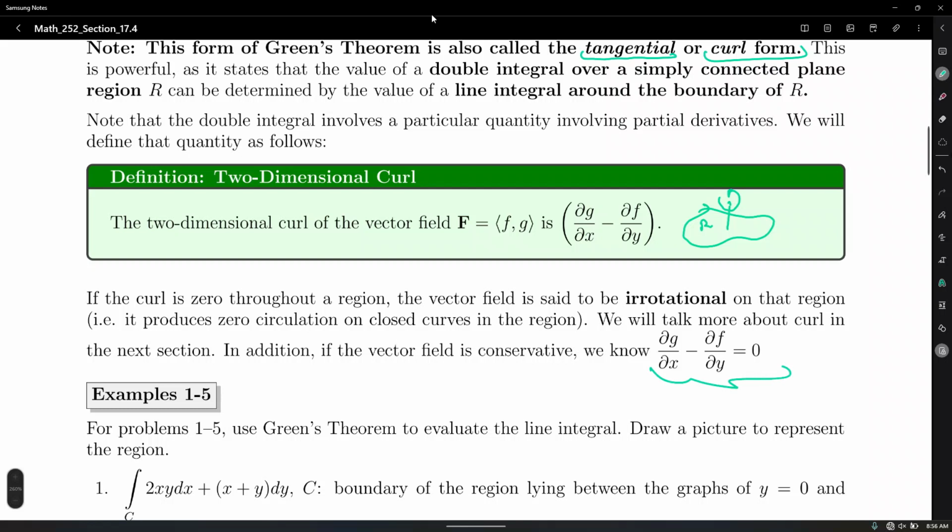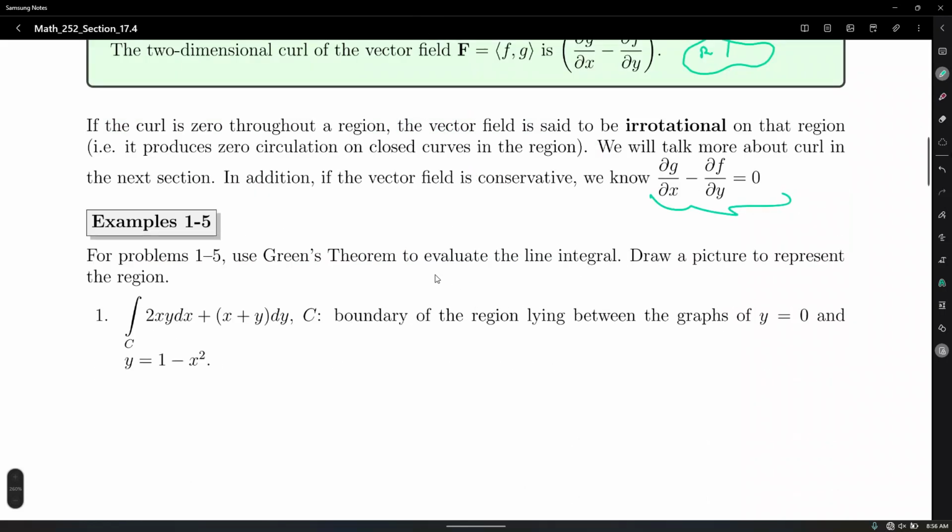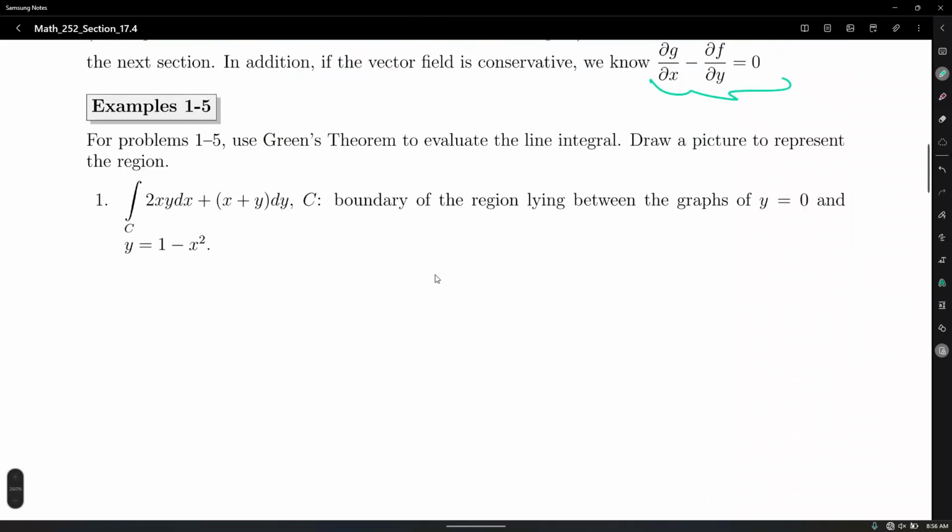All right? Okay, so let's have a look at some examples. So we have about 5 examples. For problems 1 through 5, use Green's theorem to evaluate the line integrals. Draw a picture to represent the regions. Number 1, and notice these line integrals, how they are type 3. They're type 3 line integrals because they're written in differential form. Some function times dx plus some other function times dy, right? These are the differential version, the type 3 line integrals.